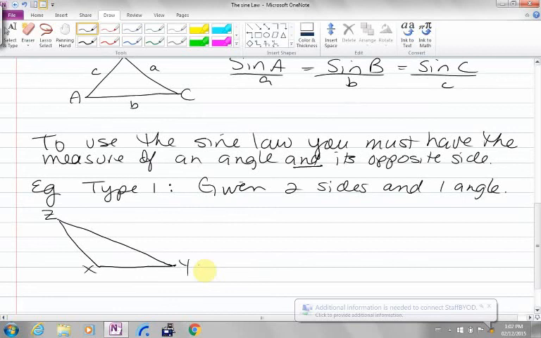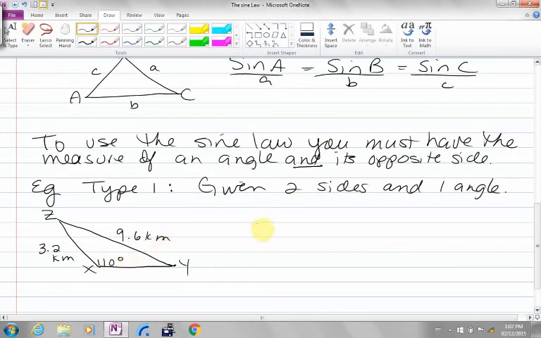And let's say that we know this side here is 3.2 kilometers. Obviously this is not drawn to true scale. This one is 9.6 kilometers. And let's say that this angle is 110 degrees. First of all, have we met the conditions to use the sine law? Yes, we have an angle and we have its opposite side. Let's say we want to find side y.